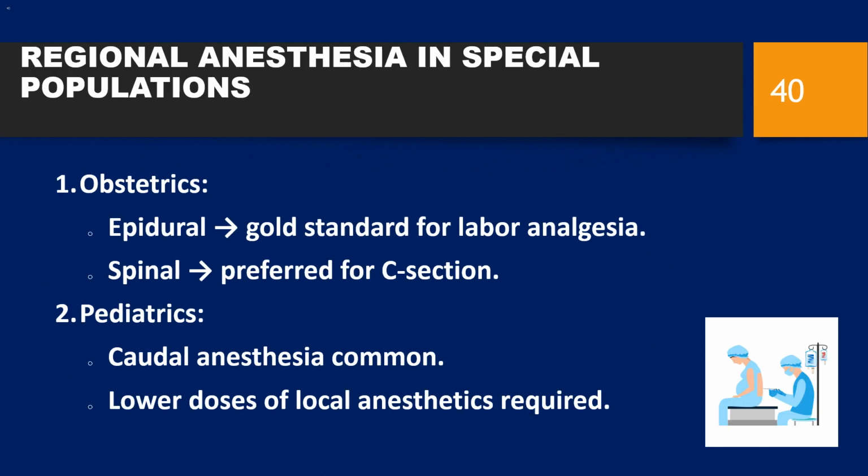Regional anesthesia in special populations. 1. Obstetrics. 1. Epidural. Gold standard for labor analgesia. Epidural anesthesia is widely considered the most effective method for pain relief during labor. 2. Spinal. Preferred for C-section. Spinal anesthesia is often preferred for cesarean sections due to its rapid onset and effectiveness.